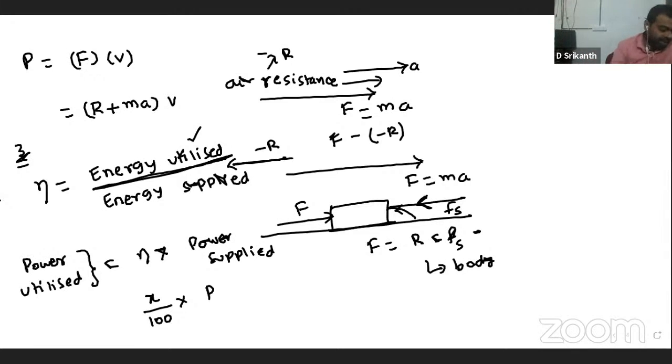Next, if a motor lifts water from a well of depth h and delivers with a velocity v, power equals work done by time. That is nothing but total energy. Work done is a form of energy: mgh plus half mv square.